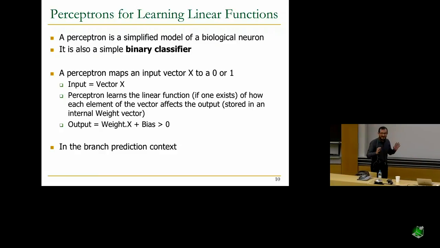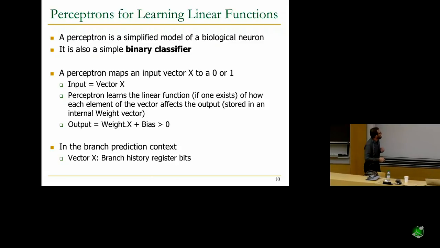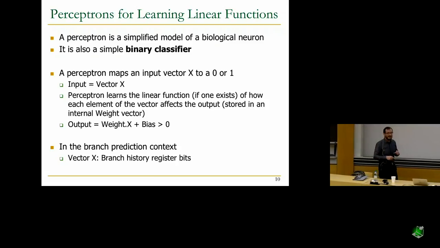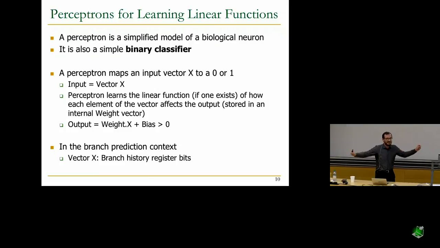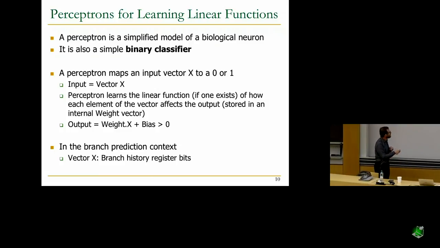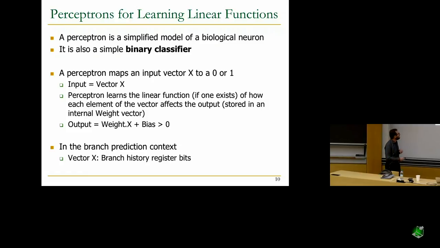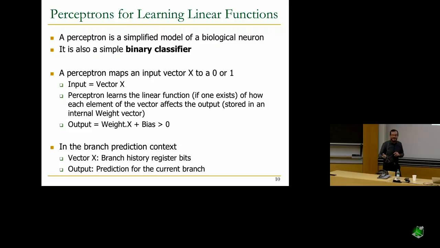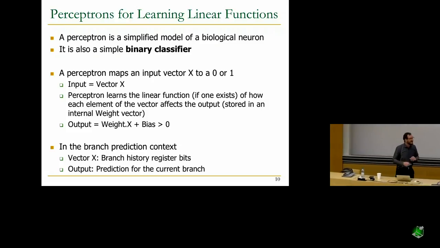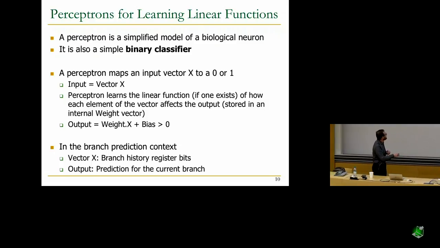So in the branch prediction context, which is the context that we're dealing with, vector x is essentially the branch history register bits. Each bit in the global history register is an input, and you can express it as a vector. A 16-bit branch history register is a 16-bit vector. And the output is the prediction for the current branch. That's essentially it. This is a very simple form of machine learning applied to branch prediction.